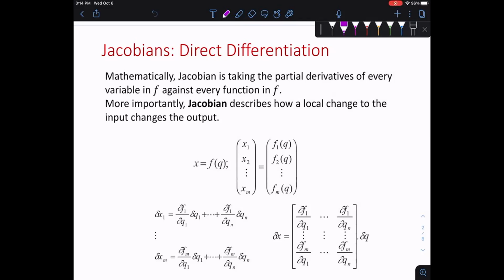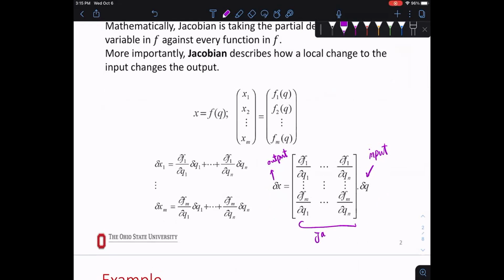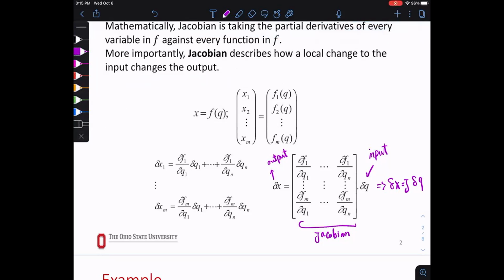So here, if this is the input, and this is the output of that function that I wrote above, we will call this Jacobian. We can write delta x is Jacobian delta q. So I'm showing delta, the changes of, right? The changes that happen to the output will be the result of Jacobian multiplied by our input. Okay. Now there are different ways of finding Jacobian. This is the direct method. We're first going to look at the direct method, today only the direct method, and then Friday I'll introduce two other methods that are related more to our application. All right.